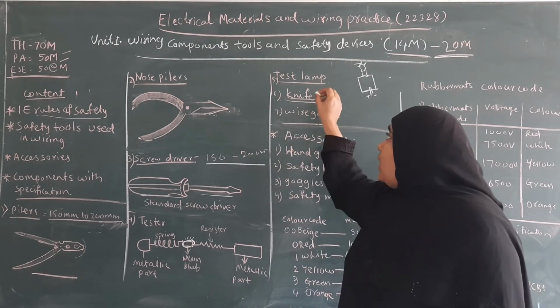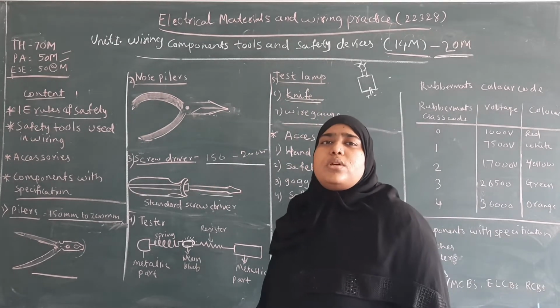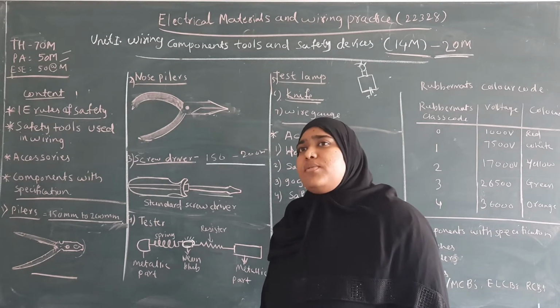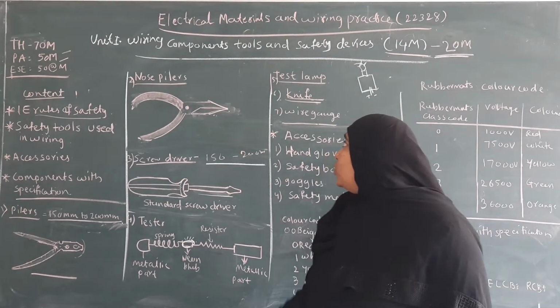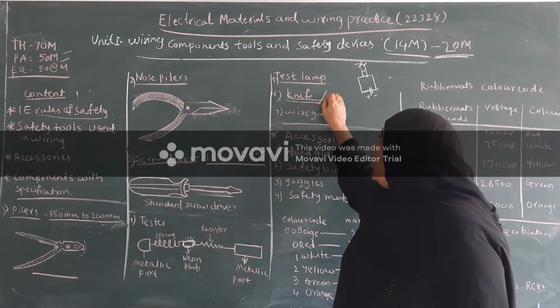Next is a knife. A knife is just like an insulation remover. When the cutter is not present, at this time we have to use the knife, and the cutter is also used.